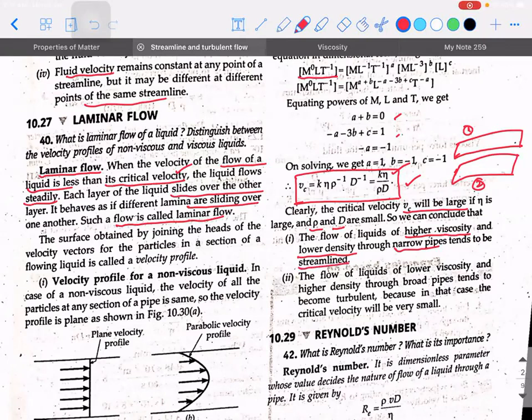Similarly, the flow of liquids of lower viscosity and higher density through broad pipes tends to become turbulent, because in that case, the critical velocity will be very small.